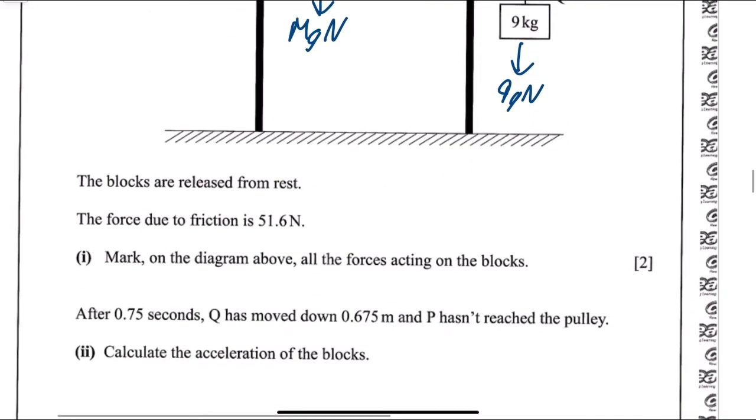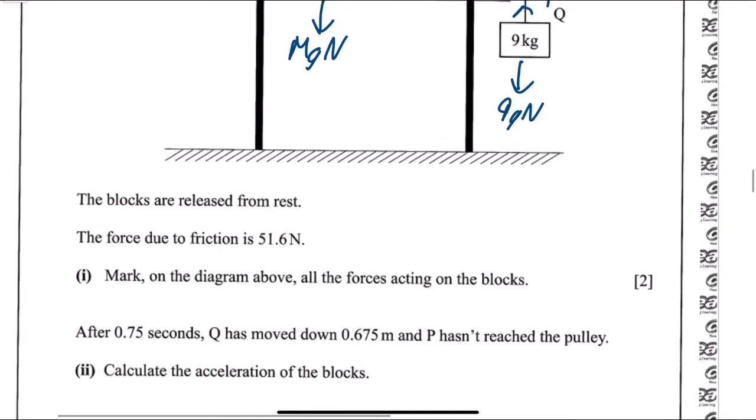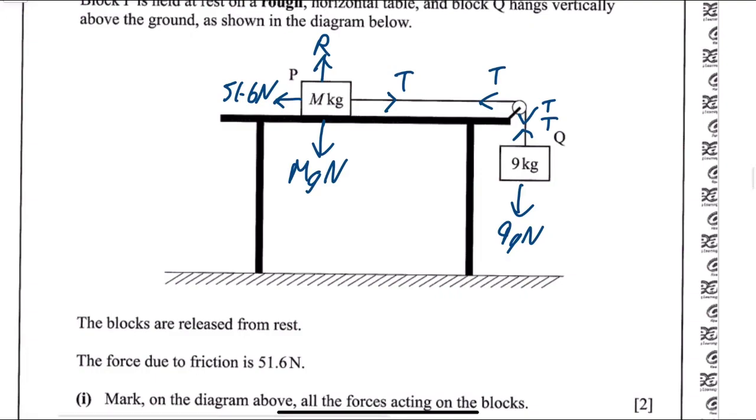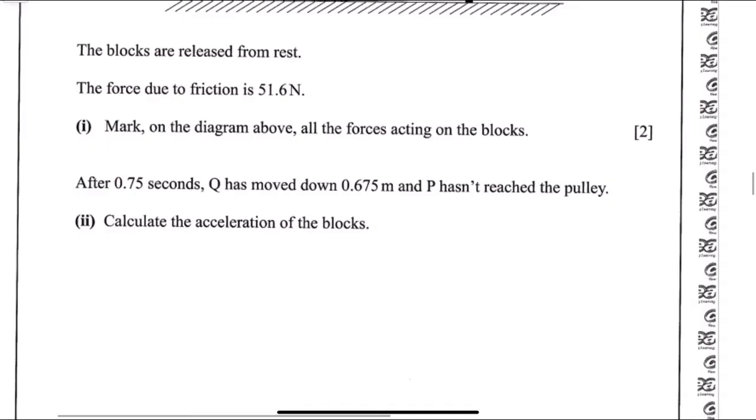It says after 0.75 seconds, Q has moved down. So it must have moved, so there must have been acceleration. So your A is going this way, and also it's going this way. So put it on both, please. Okay, next one says, calculate the acceleration of the block. So it says after 0.75 seconds, Q has moved down this amount, and P hasn't reached the pulley.